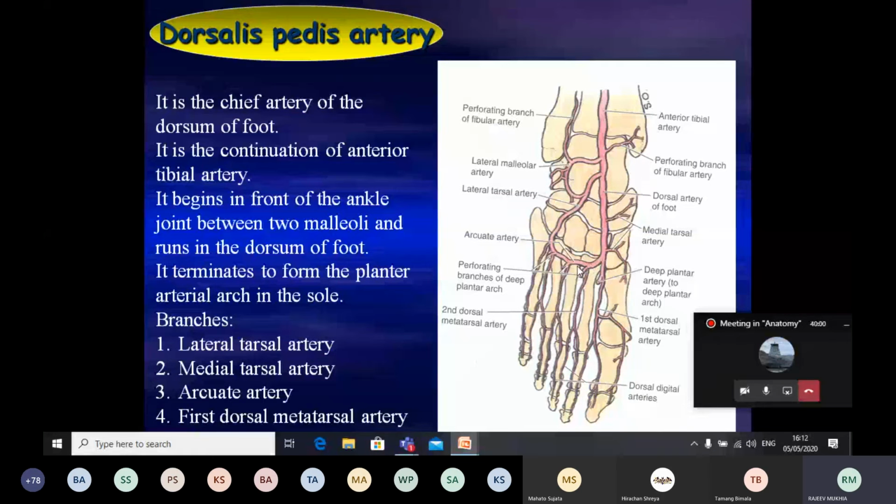It will give this arcuate artery. It will give this first dorsal metatarsal artery. This is the first dorsal metatarsal artery. Second, third, and fourth dorsal metatarsal arteries are branches coming from this arcuate artery.